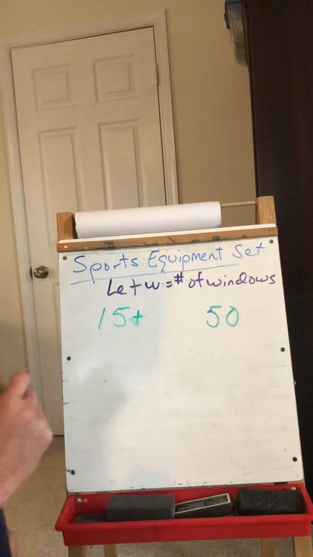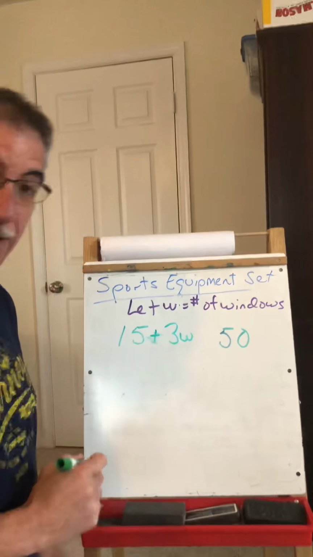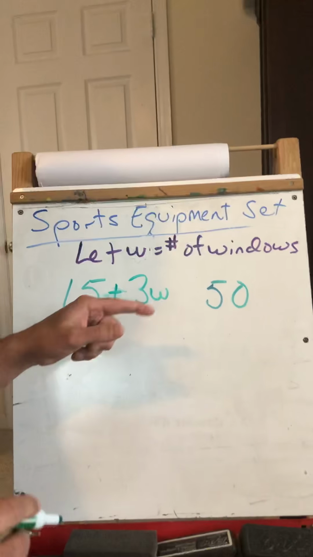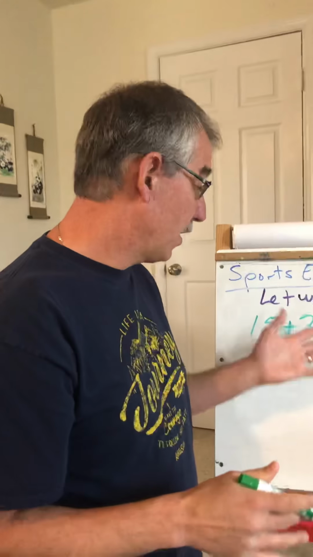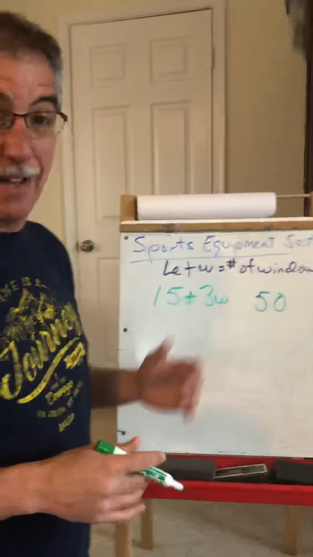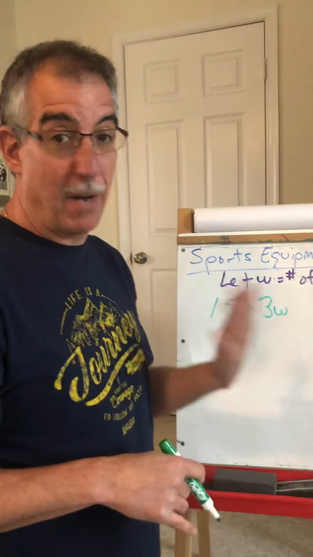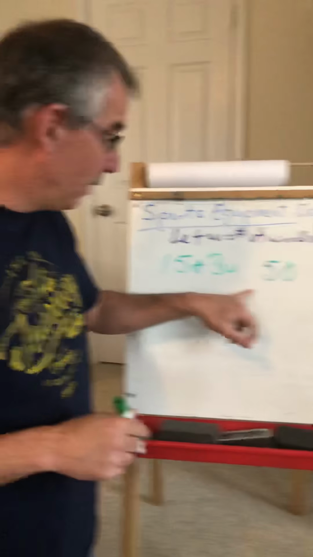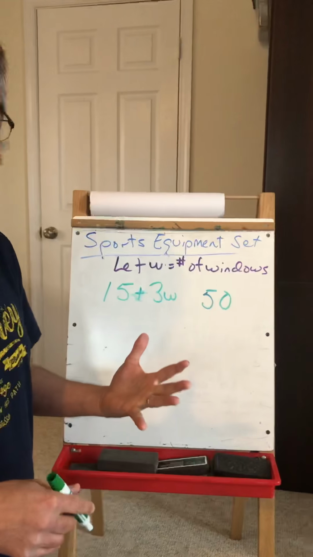Plus 3W, 3 times the number of windows that he washes. Now, he could make more than $50. He could wash a lot of windows. He could wash 100 windows and certainly have way more than $50. And the problem says he can use that extra money to buy other things for the sports equipment set. So because it doesn't have to equal $50, it can be more than or equal to $50.